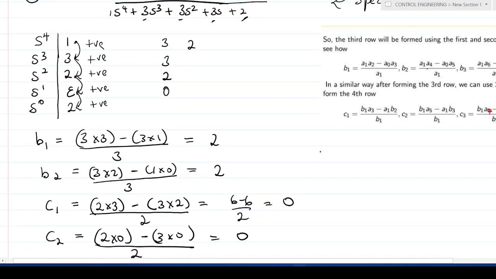Now, I told you before that no sign change means no poles on the right hand side, right? But in the case where you have replaced a value with epsilon, a very small positive number, the system cannot be stable. It can only be marginally stable. So therefore, this system that we just treated is a marginally stable system.